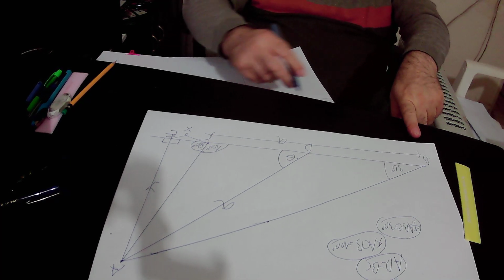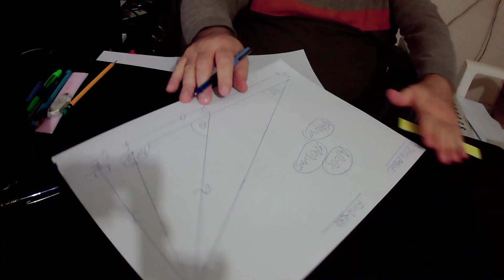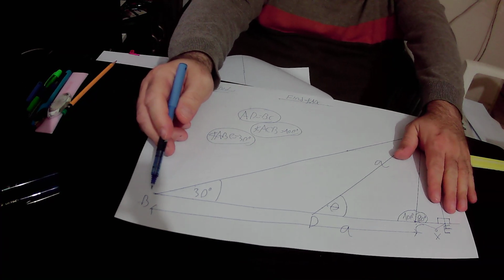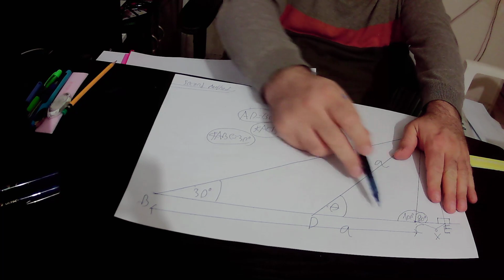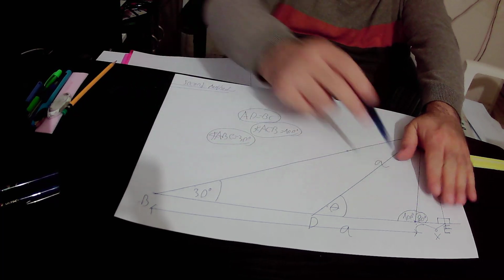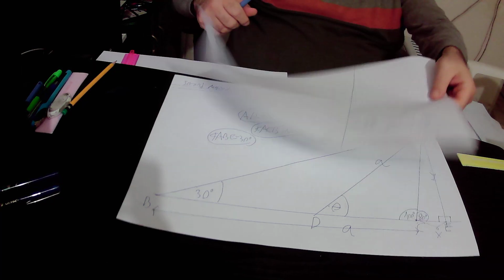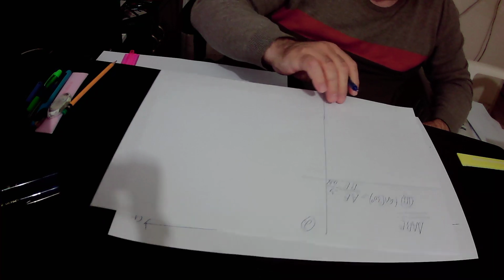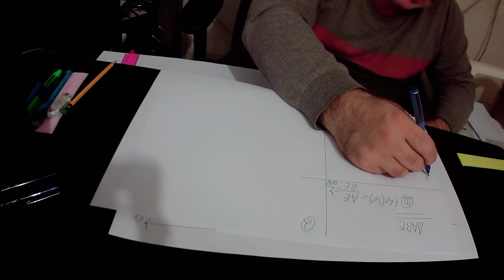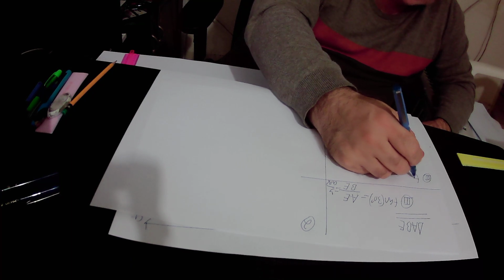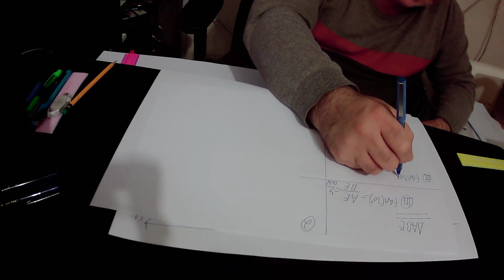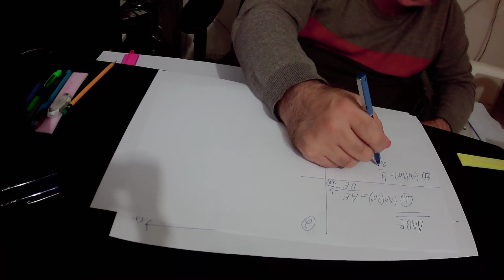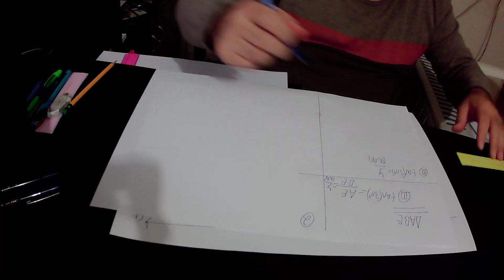And what is the value of BE? From the drawing, you can easily see that BE equals A plus X. So we will substitute BE by A plus X. So according to equation number 3, tangent 30 degrees equals Y over A plus X.